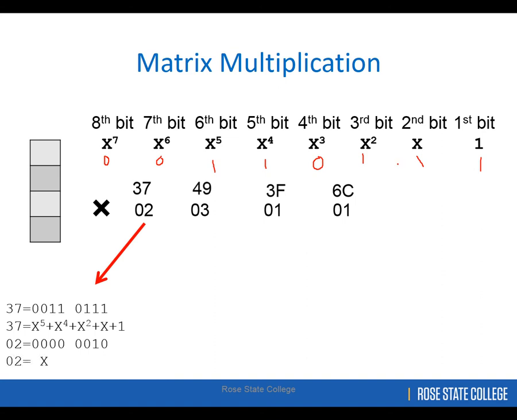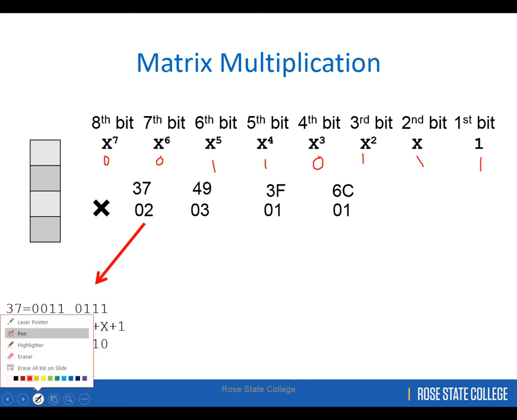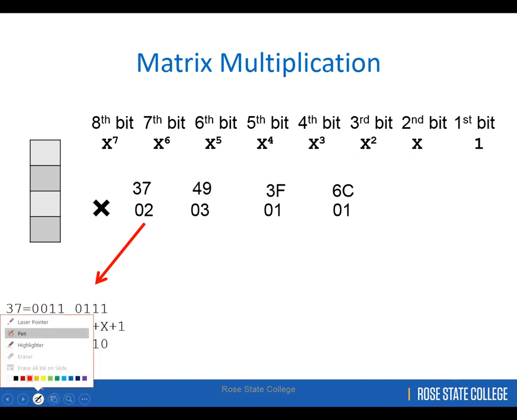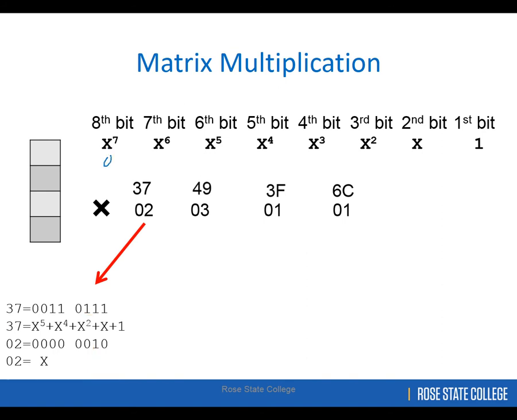Okay. So if I had a blue pen here, is there a way to erase this? Erase all ink on slide. Oh, there is. Let's do the 2. We'll do the 2 in blue. So if we do 0, 0, 0, 0, 0, 0, 1, 0, you're just converting it to binary, and whatever digit it is, you go with that. Everybody see that?